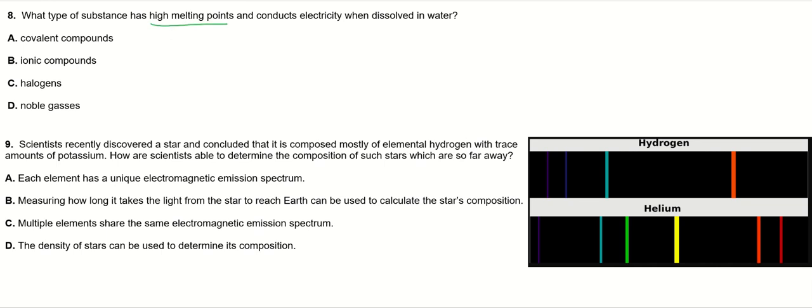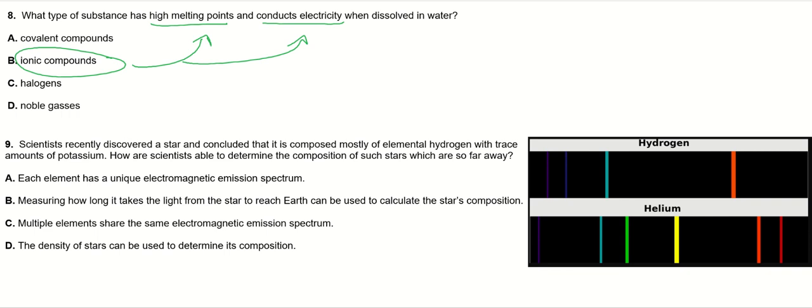High melting points, conducts electricity. So we did a lab on this. We put ionic and covalent compounds on that tin lid and heated it up, and it's the ionic compounds that did not melt. It's the ionic compounds that lit up our most accurate measuring device, the light bulb connected to that battery. So B is the answer to that one.